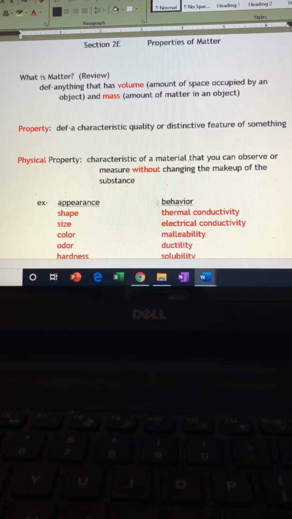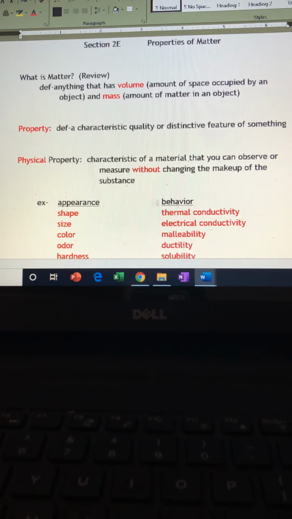Okay, so one more time, what is matter? It is anything that has volume and mass. Remember, volume is the amount of space something takes up. Mass is the amount of matter in an object. It is, in Birchworld, how much stuff makes it up. Okay? This whole chapter is called Properties of Matter.